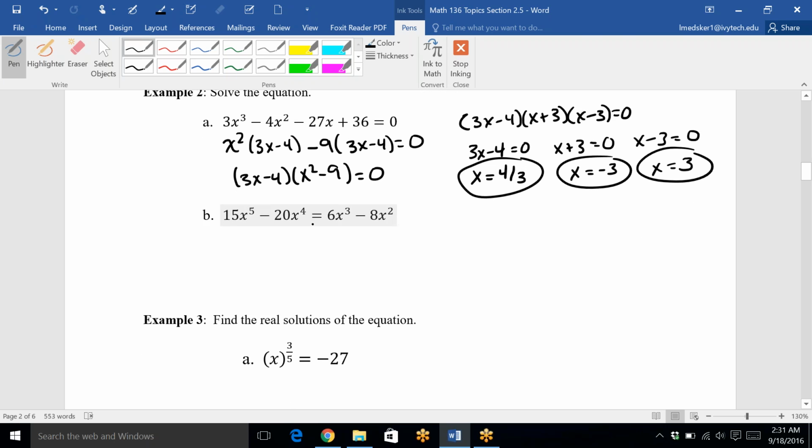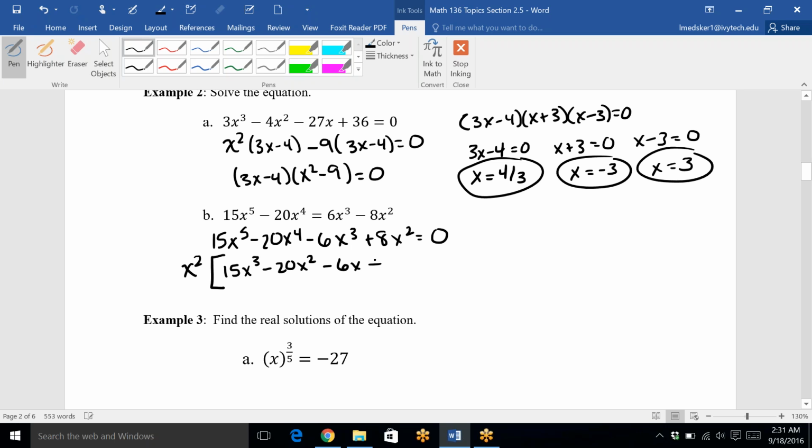For the second one, you have to get this equal to 0 first. So that would be the first move. Subtract everything over to one side or add, depending on the signs. And I can pull out a GCF here. X squared, everything has x squared in common. So that would leave this as 15x to the third minus 20x squared minus 6x plus 8.